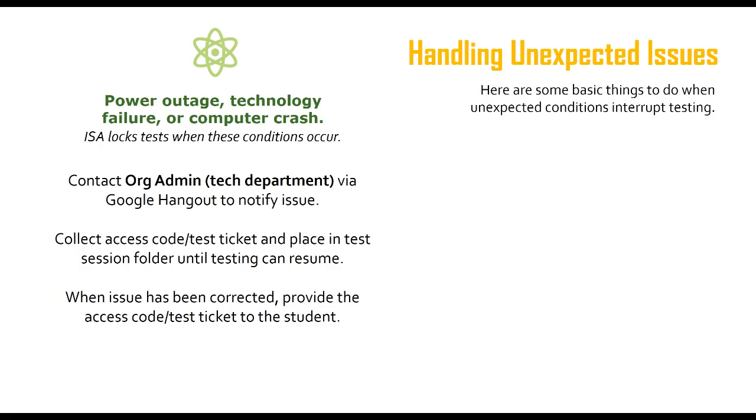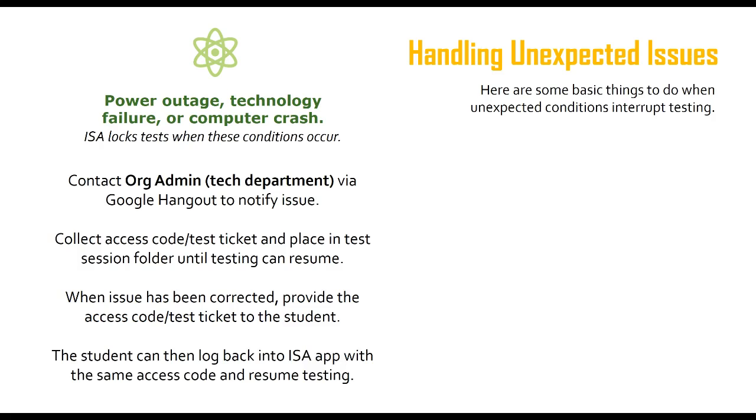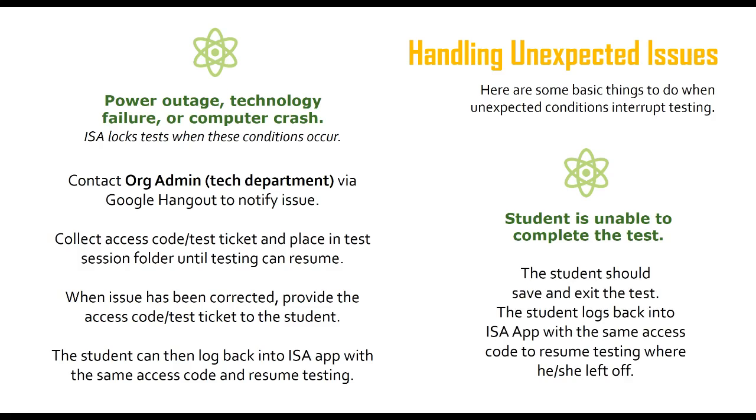Once the issue has been corrected, provide the access code test tickets back to the students, and then they can log back into the ISA app with that same code and resume testing. However, what if it's just one student that's unable to complete the test? At this point, that student should be able to save and exit the test. They can log back into the ISA app with that same access code and resume testing where they left off as needed.